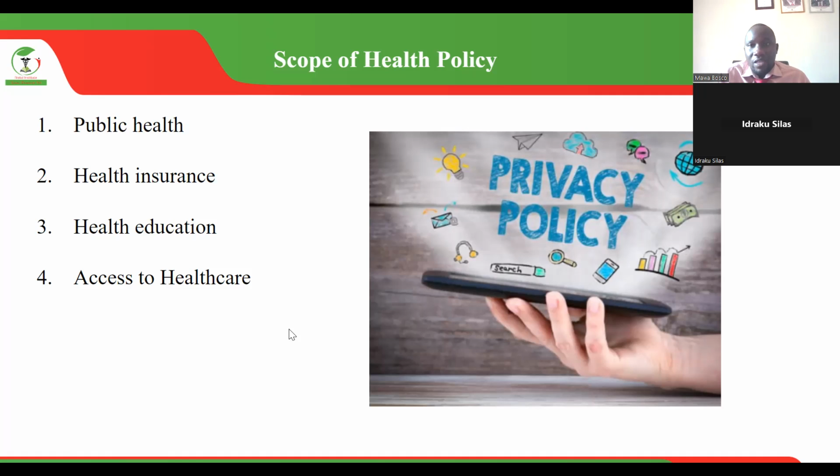Do you have to pay money to access the health services in these hospitals? Who buys the drugs? How are the drugs used? How do they enter the country?